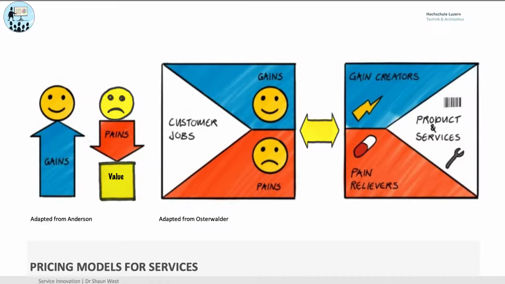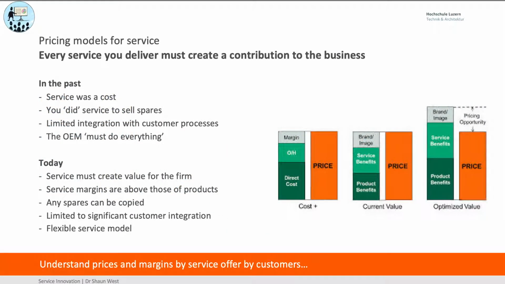Pricing for services is probably the hardest thing you could ever do, and you'll always get it wrong. Everything must create a contribution to the business. Cost plus: we decide on the margin, they decide on the value. Current value: we think we're getting it about right, but really once we begin to understand the value, often we find that the price lags behind that. And what we're trying to do is to understand prices and margins, services offered by the customer, so we can actually prove a price on an appropriate value base.